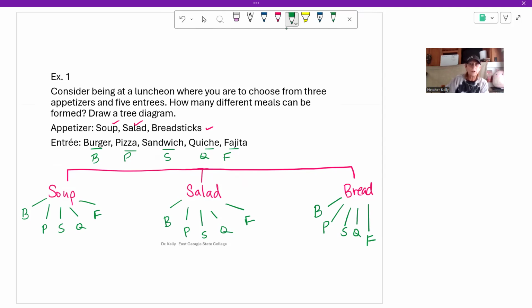Okay, and now to know how many total we have, we would just count all of these guys here. So 5, 10, and 15. So there's 15 total options. Now, drawing a tree diagram works, especially until you get it to stick in your head, but it's not very reasonable. What if it was 15 different entrees and 12 different appetizers? I mean, you could imagine that that would get pretty tedious to draw it all up.